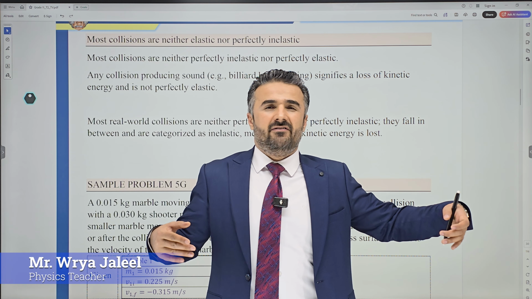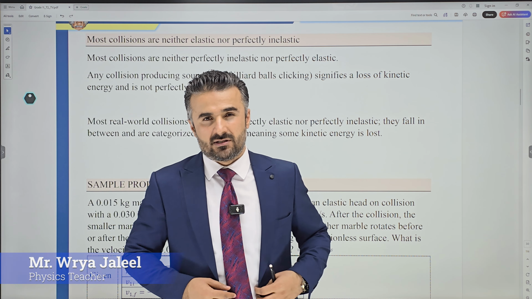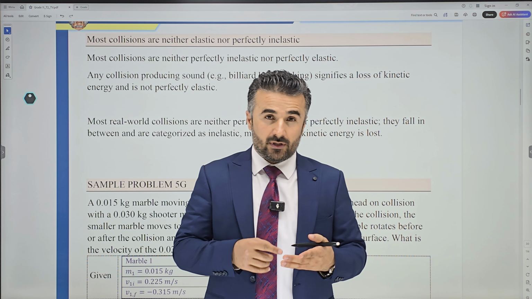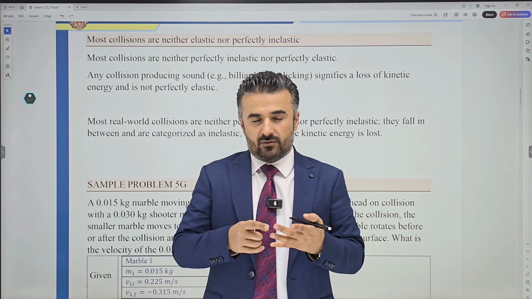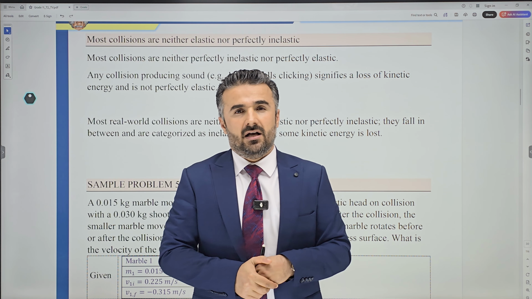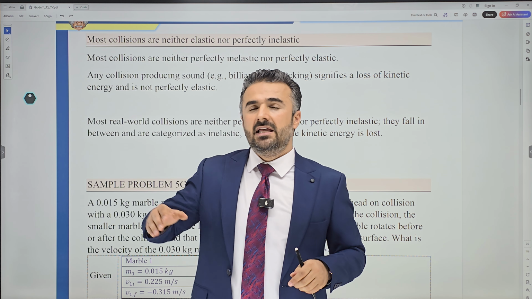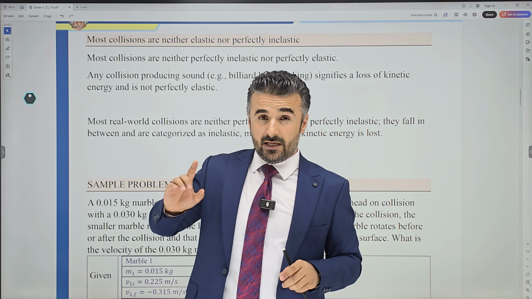Because in every collision, there's always some energy lost, converted to thermal energy because of friction, or sound energy, or maybe some other forms of energy. So we can say most types of collision are neither perfectly inelastic nor perfectly elastic.